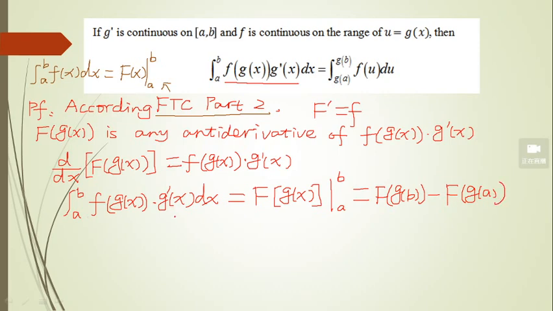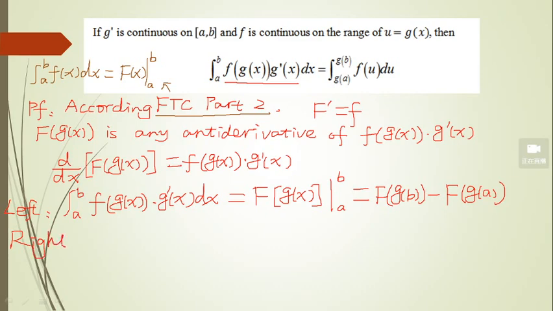Here we have the composition of functions, but we still apply FTC part 2, like the one we did. Now this is the left side. The left integral equals F(g(b)) minus F(g(a)), so that is the left side. Then let's check the right side.